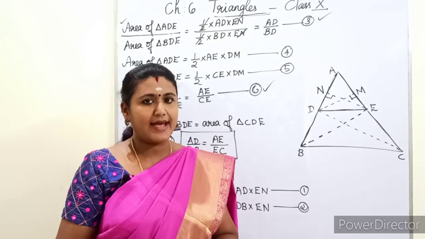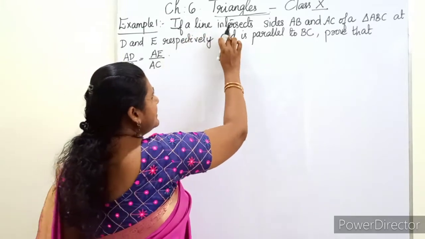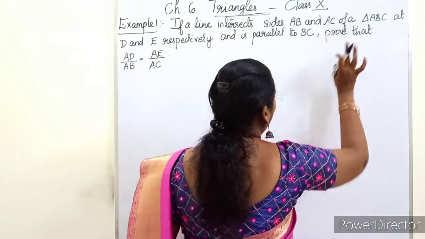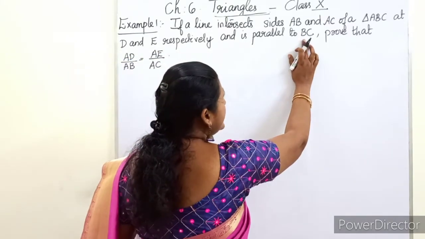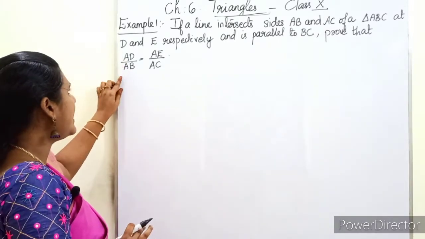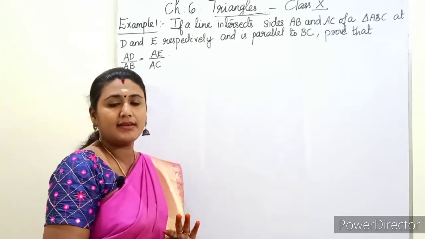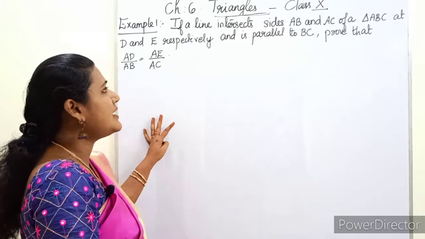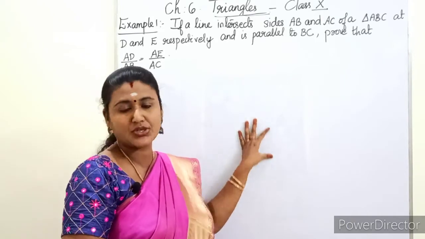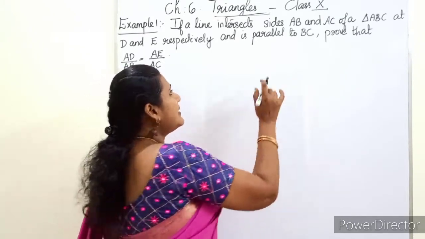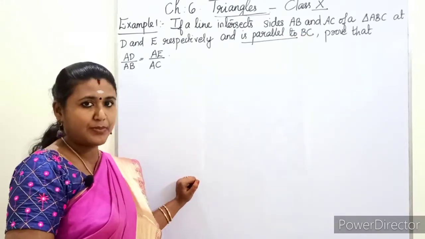Now we will learn a few example questions based on this theorem. Example 1. If a line intersects the sides AB and AC of a triangle ABC at D and E respectively and is parallel to BC, then you have to prove that AD by AB is equal to AE by AC. So this question is based on the basic proportionality theorem. Actually, how to identify by reading a question whether it is the application of the basic proportionality theorem? If the parallel condition is given in a question, it is the application of the basic proportionality theorem.